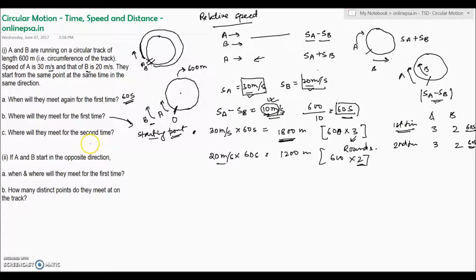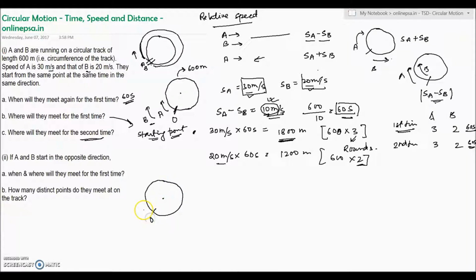What is the third question? Third question is where will they meet for the second time? So incidentally, we see that every time they meet at the starting point. Okay, let us see the next question. Next question says, if A and B start in the opposite direction, when and where will they meet for the first time? So let us see the case of opposite direction.